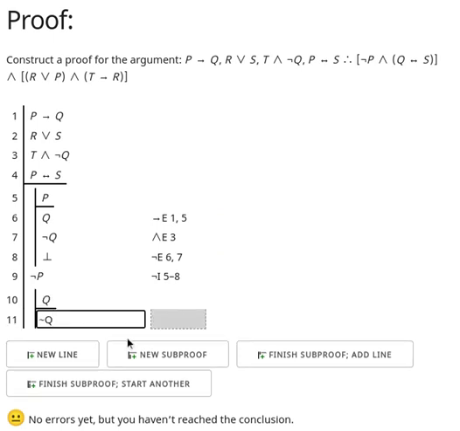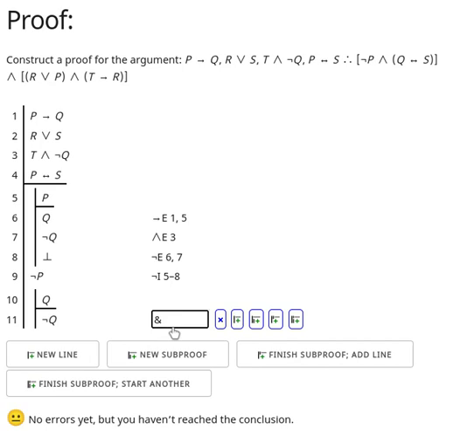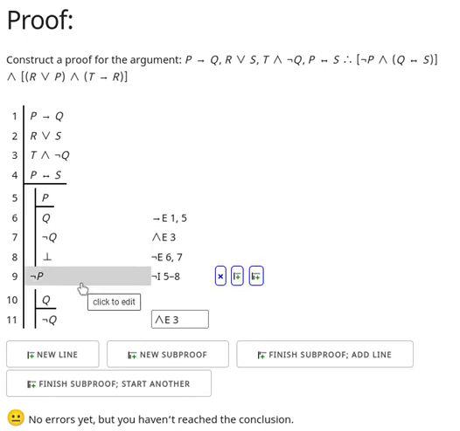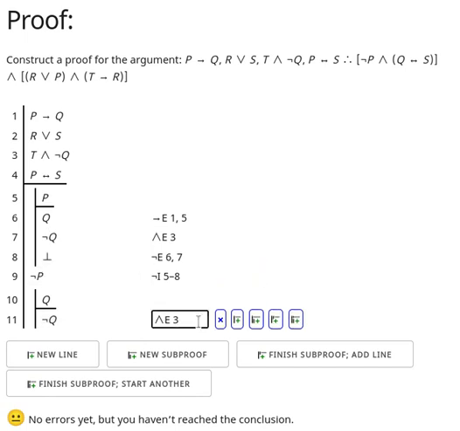Not Q. And that's going to be and elimination of line 3. And at this point you might actually notice, oh, it might have actually been more efficient to do this derivation of Q at the main level of proof, and then we wouldn't need to keep redoing it, but we didn't catch that, so it's fine to just take the long way.